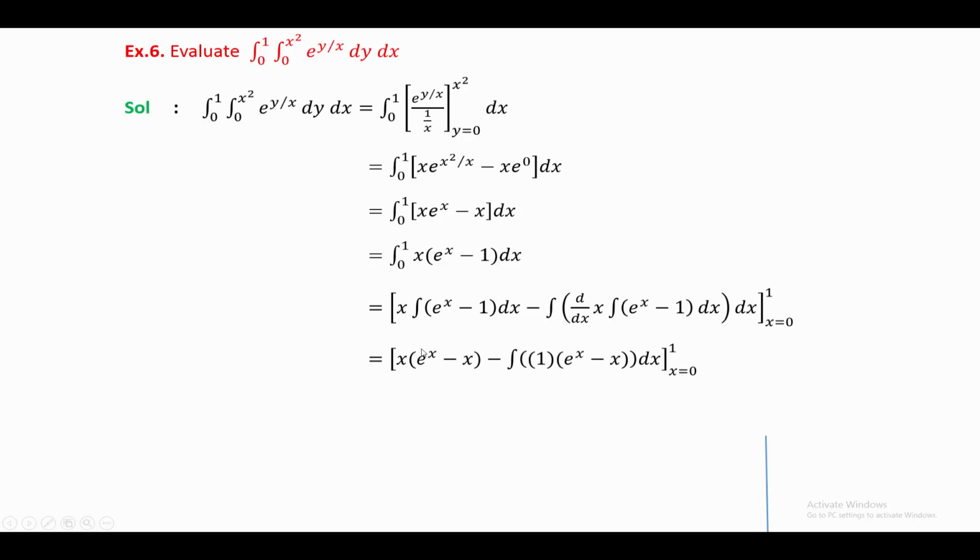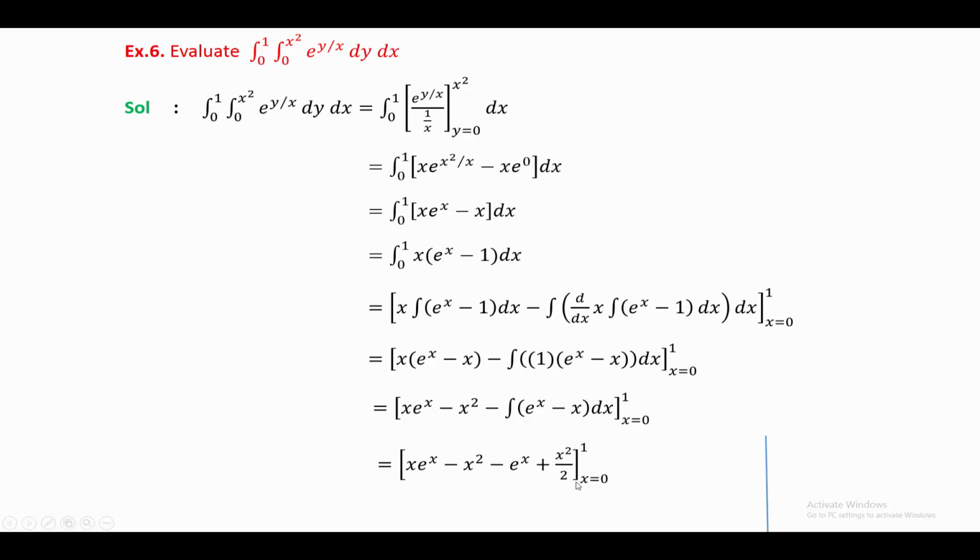Now integration of e raised to x is e raised to x, and integration of dx is x. Minus integration of derivative of x, which is 1, times integration e raised to x dx, x varies from 0 to 1, equal to x e raised to x minus integration of x into x is x square, e raised to x minus x dx, x varies from 0 to 1, equal to x e raised to x minus x square minus of integration e raised to x is e raised to x.